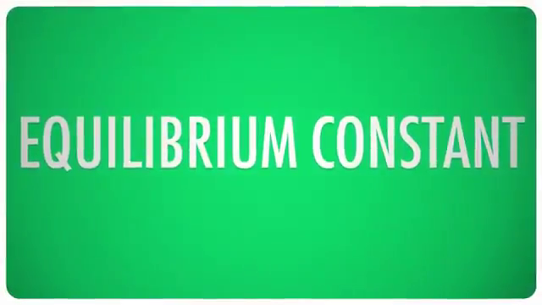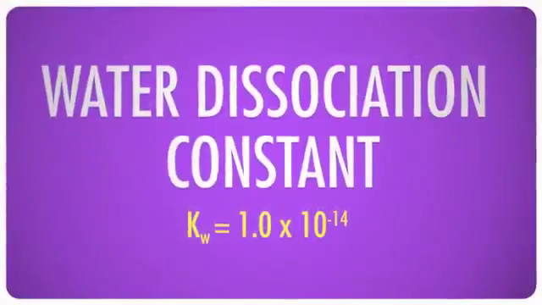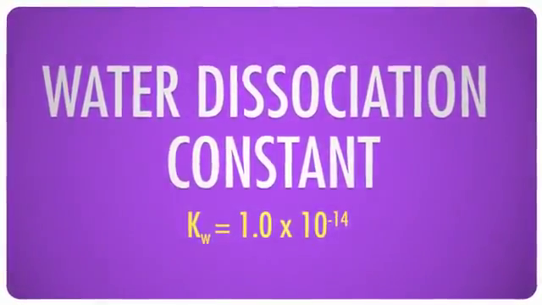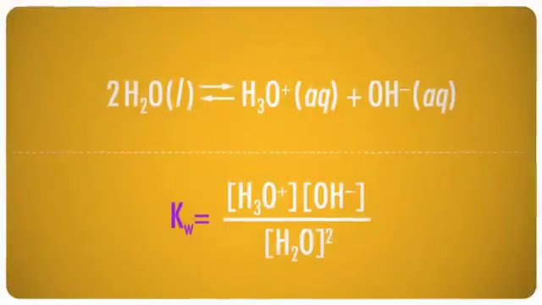In fact, the exact number of these molecules is well known to chemists. It's the equilibrium constant for this reaction, and because it's such a special reaction, it has its own name, the water dissociation constant, or Kw. Kw is equal to 1.0 times 10 to the negative 14th. The formula for Kw is set up like any equilibrium constant: concentrations of products over concentrations of reactants, all raised to the exponents based on the coefficients of the balanced reaction. There is, however, one difference.